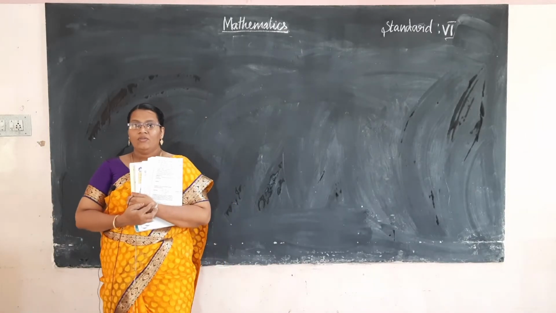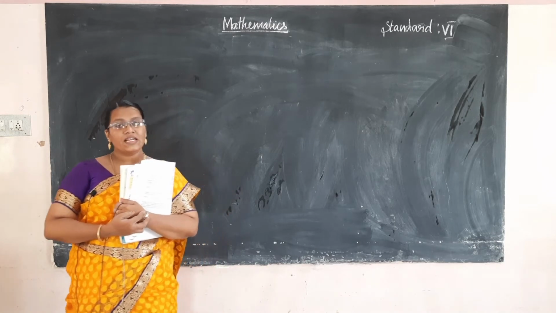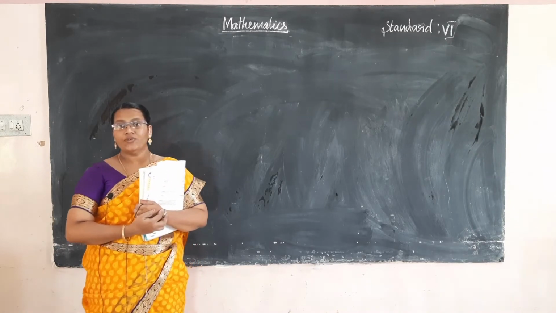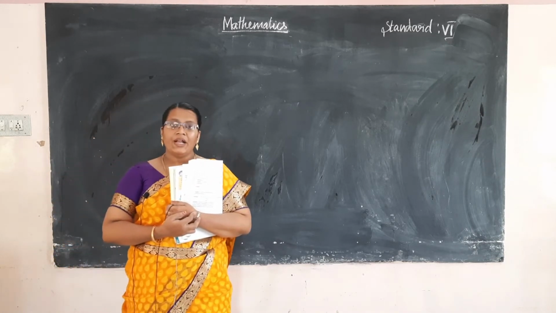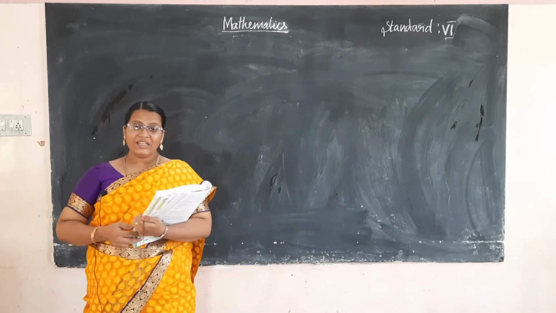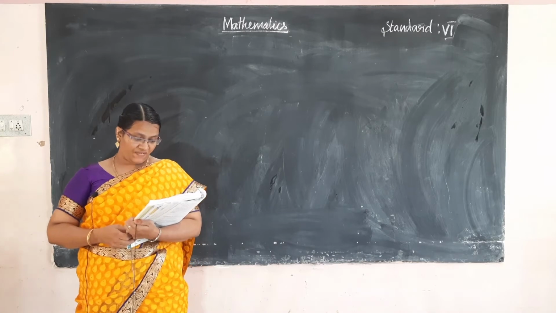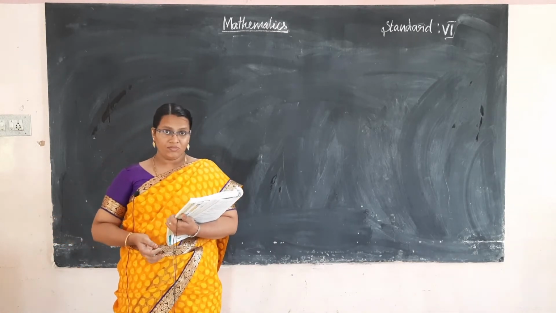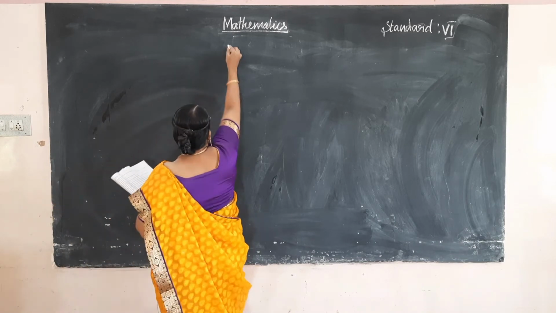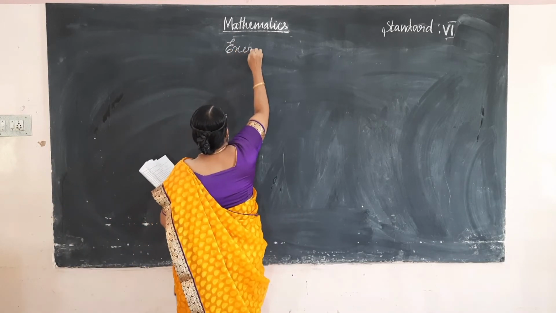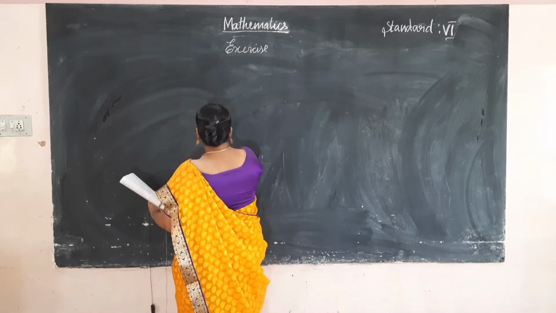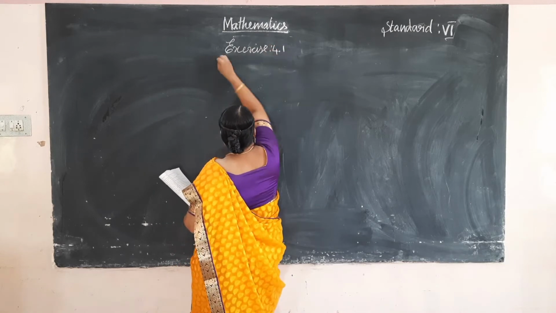Students, in the previous class we learned the distributive property of whole numbers and the representation of whole numbers on a number line. I hope you all understood the previous concept, and we have already completed the exercise problems up to 7. The remaining exercise problems we will do today. Exercise 4.1.